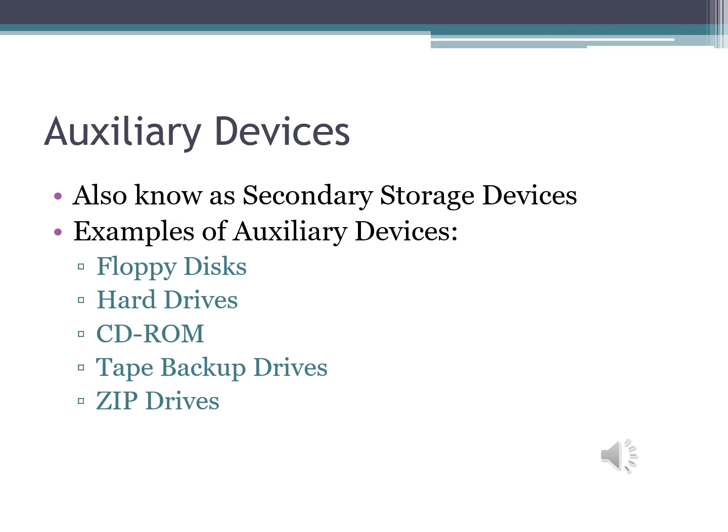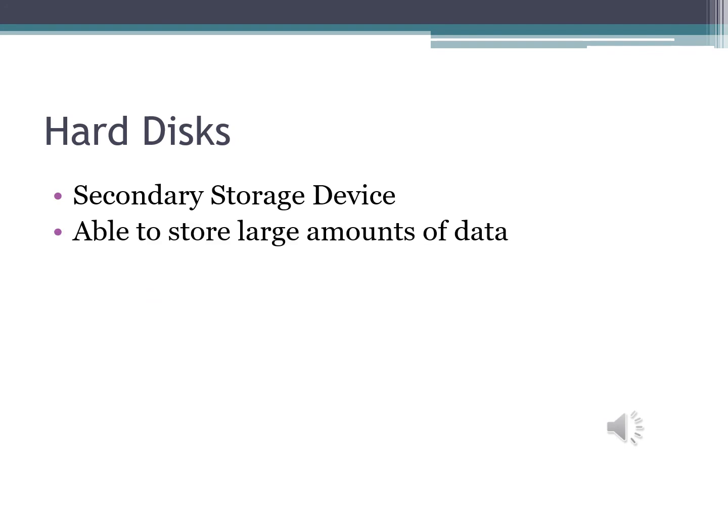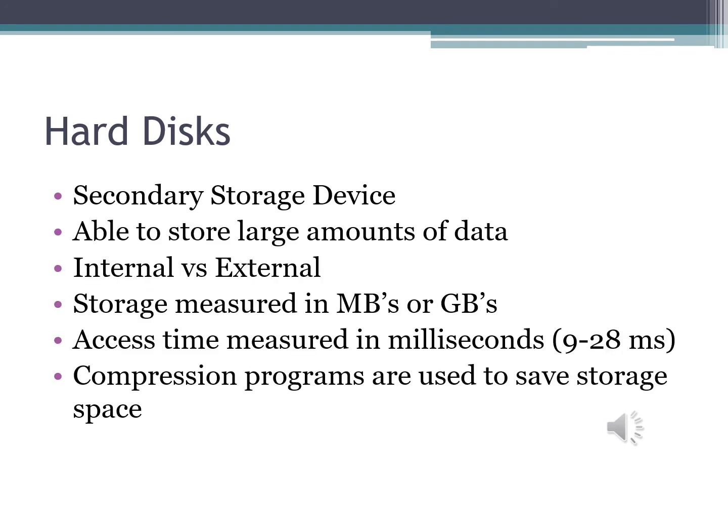Auxiliary storage devices are also known as secondary storage devices. Examples of auxiliary devices: floppy disks, hard drives, CD-ROM, tape backup drives, zip drives. The hard drive is a secondary storage device able to store large amounts of data. Internal versus external storage is measured in MBs or GBs. Access time is measured in milliseconds, 9 to 28 ms. Compression programs are used to save storage space.